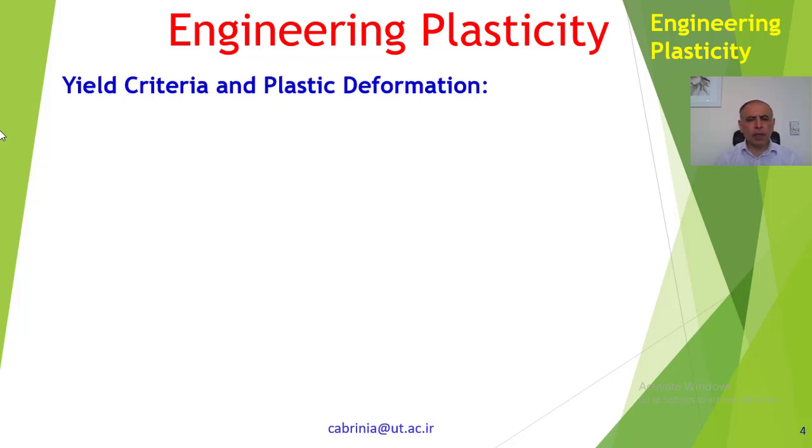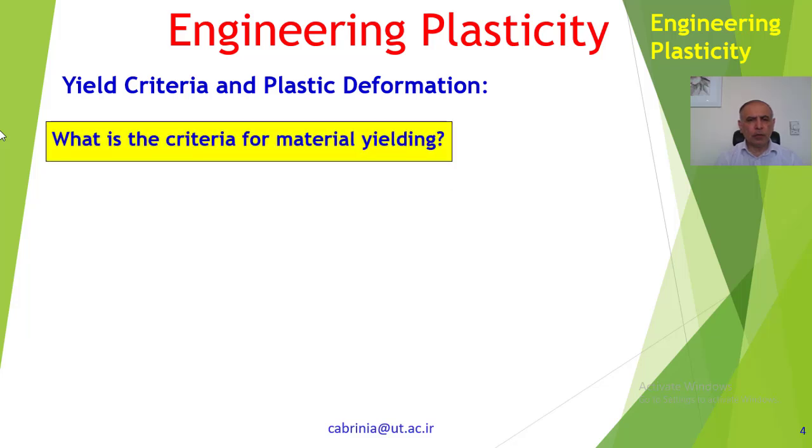Yield criteria and plastic deformation. In this slide we want to know generally what the criteria is for material yielding. As you can see, this is a general function of stress: F of sigma bar ij is equal to 0. So what is that bar on the top of this sigma? That bar on the top of sigma bar ij means that this is a function of stress.